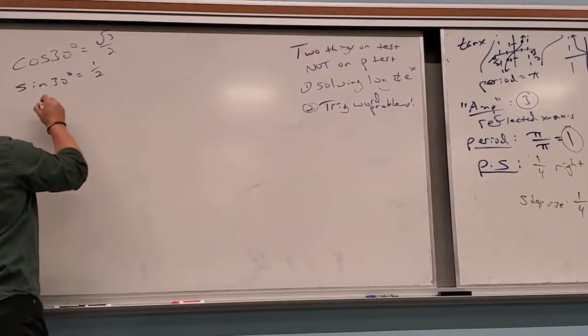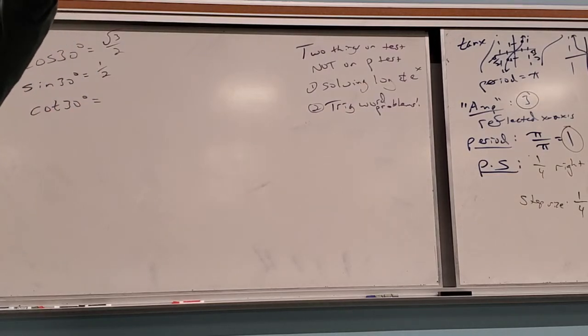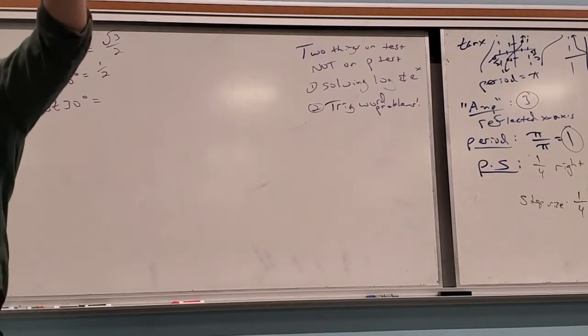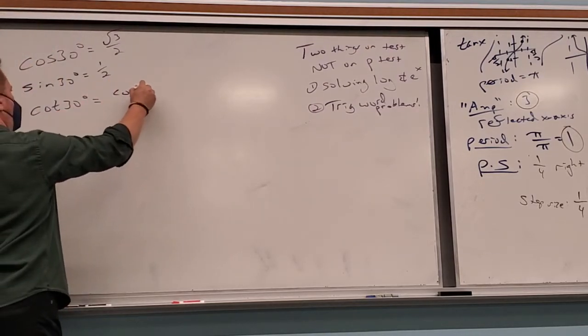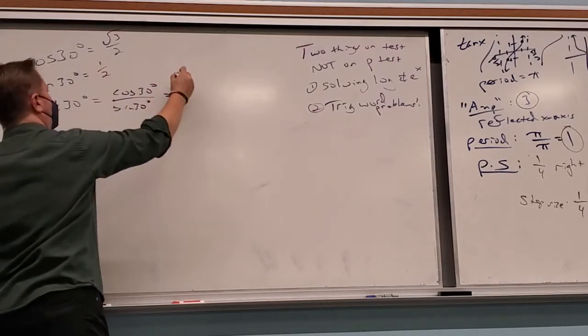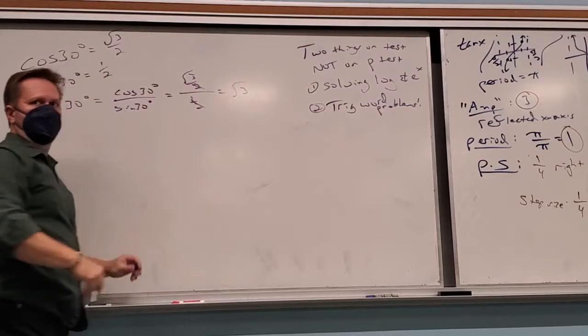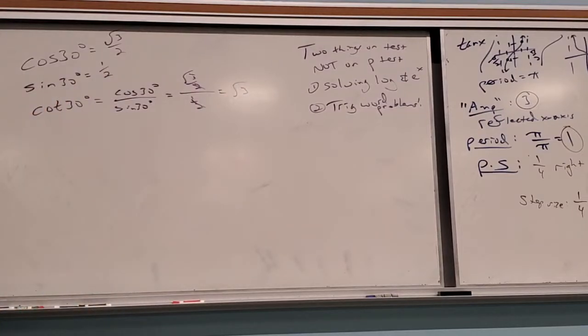So can somebody tell me what cotangent of 30 degrees is? Well, what's cotangent? What's cotangent of theta? Cosine theta over sine theta. It's the reverse of tangent, right? It's the reciprocal. So this is cosine of 30 over sine of 30. What's cosine of 30? Rad 3 over 2. What's sine of 30? 1/2. The 2's cancel. Rad 3. Bam! So you definitely don't have to memorize tangent and cotangent. And you sure as all hell don't have to memorize cosecant and secant. Because if you know sine, you can figure out cosecant. You just flip it.